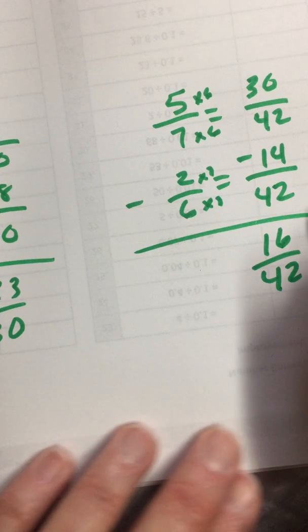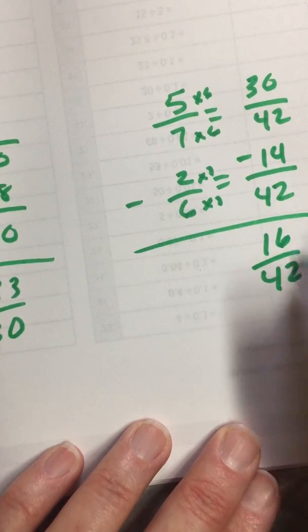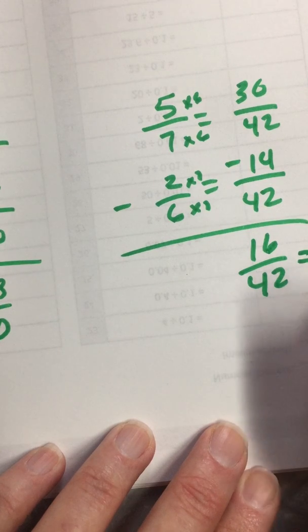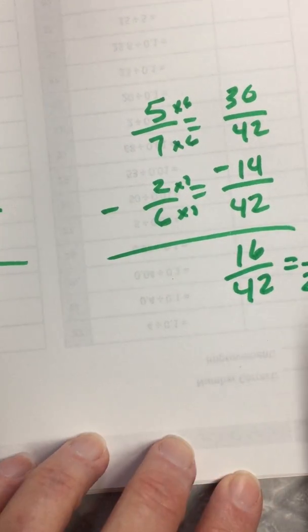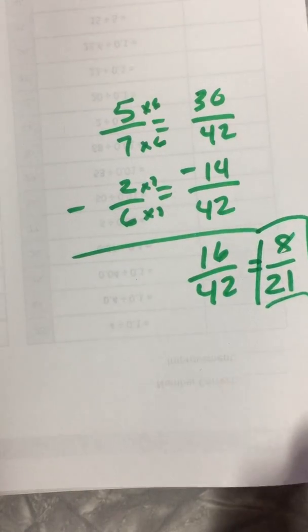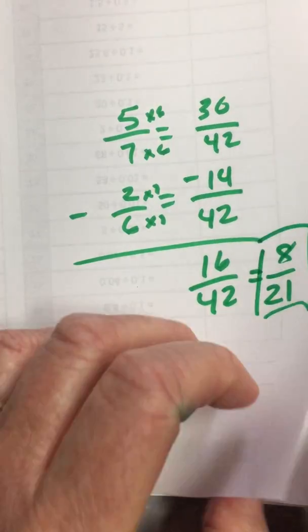Then I will need to simplify that because they're both even numbers. If I cut them both in half, I get 8/21s. And that would be my answer. So that's adding and subtracting fractions. Now I'm going to move on to multiplying and dividing fractions.